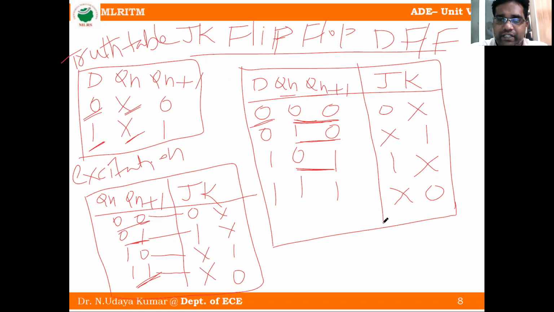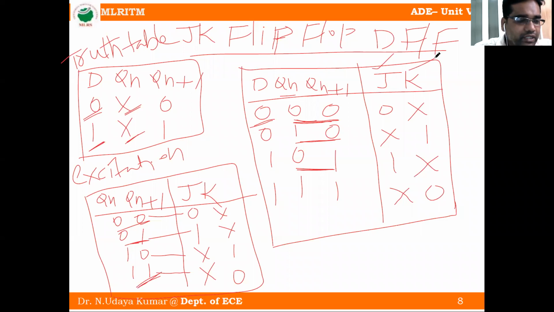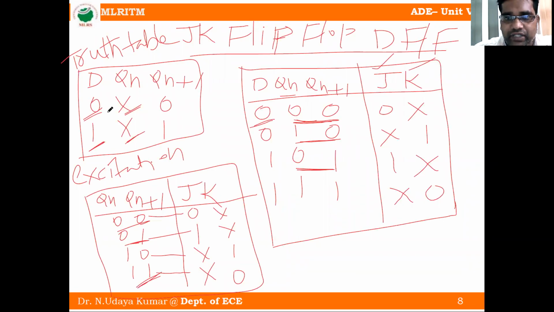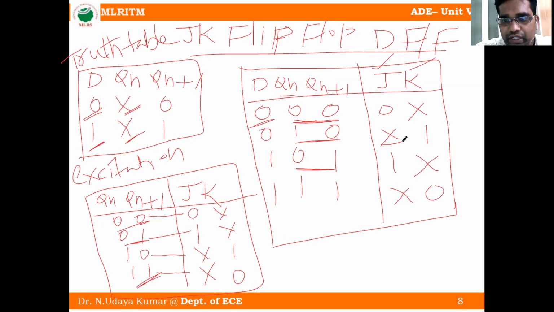Now we will find the expression for J and K. How will we find the expression for J and K? Likewise. It is a two-variable map: this one is D and this one is Qn. So 0, 0, 0 1 0 1. Okay. Now find the expression for J. So J is equal to... we will get don't care here.